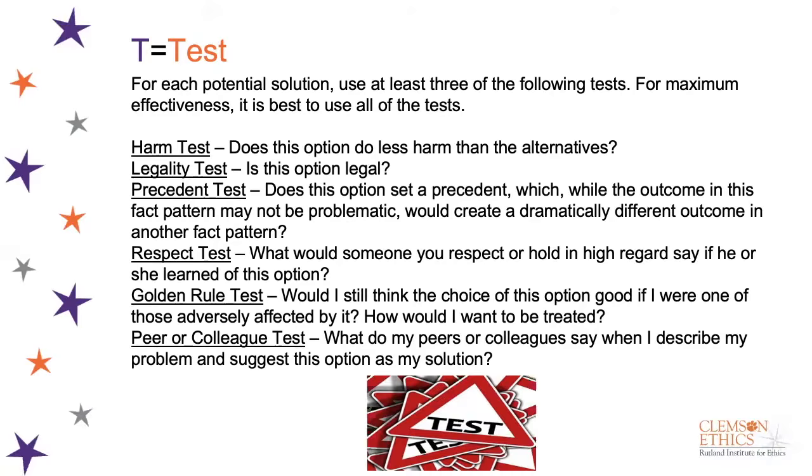The golden rule test asks the question, would I still think the choice of this option good if I were one of those adversely affected by it? Putting yourself in another person's shoes, so again, the stakeholders, and thinking, how would I want to be treated? Lastly, the peer or colleague test allows users to evaluate how others may respond or provide advice when you describe to them the problem and the specific option as your decision.